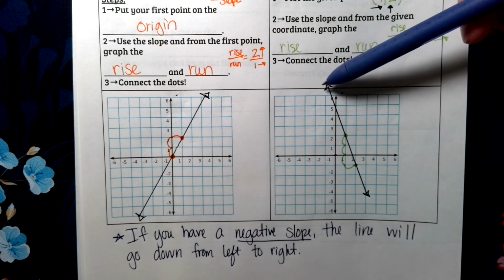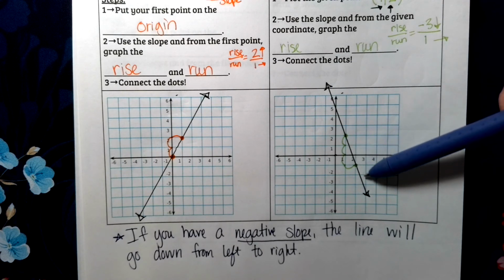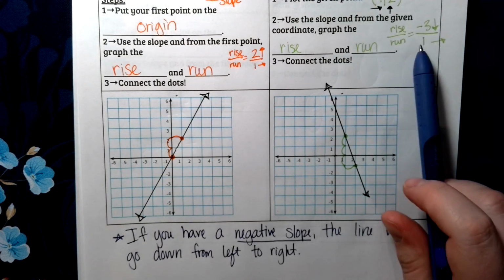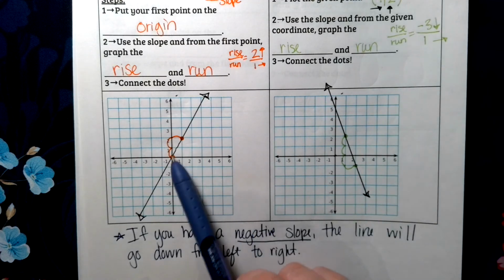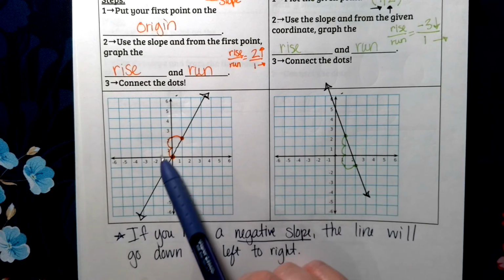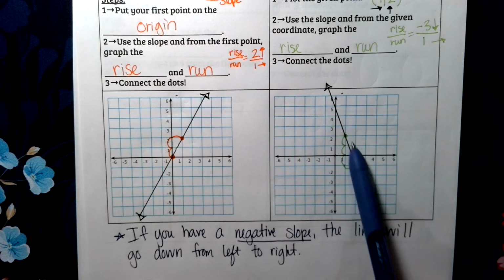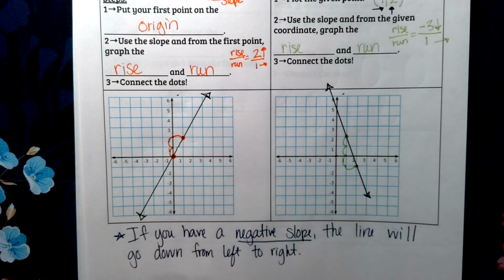So if I start on the left side of my line, and as I go to the right, I see my line is going down, that's because my slope is negative. Over here, our slope was a +2. So as we went from left to right, we went up. Positive slope, we go up. Negative slope, we go down. Very important to remember that. Go ahead and practice graphing your proportional relationships using your slopes, your rises, and your runs.